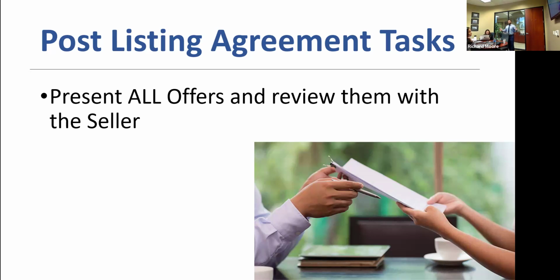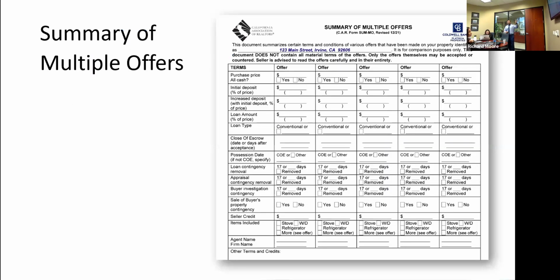But they're all the same price. What's better? There's a summary of multiple offers form in the MLS that you can present to your seller. Let's say you get 5 offers, and you can enter how much each offer is, initial deposit, increased deposit, if there's one, what the loan amount is.